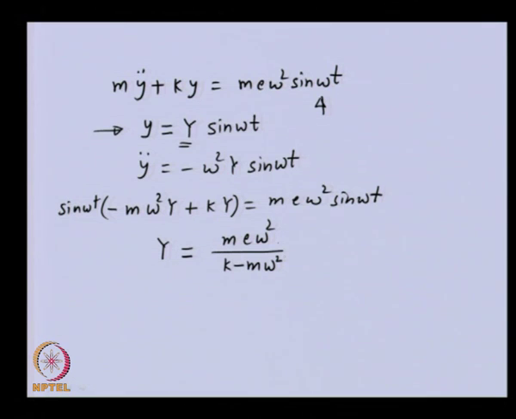In this particular case, because there is no damping in the system, we have not considered the phase difference between the response, which is y, and the force. Force has a sin omega t term, and the response also has a sin omega t term. If damping is there, then we need to consider the damping phase in the response. So, in that case, the response will be sin omega t minus phi.